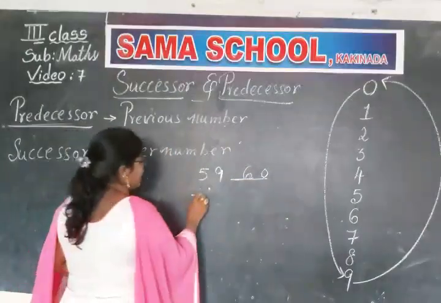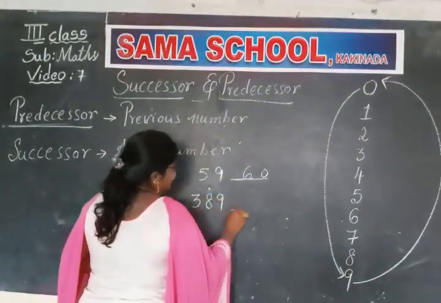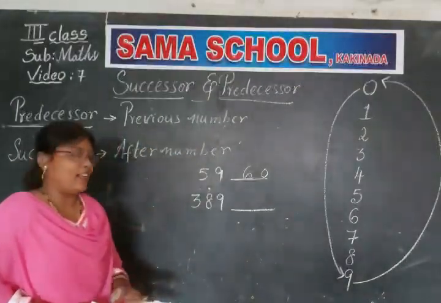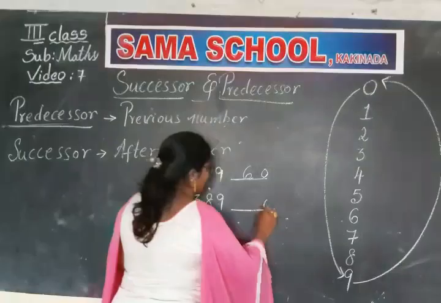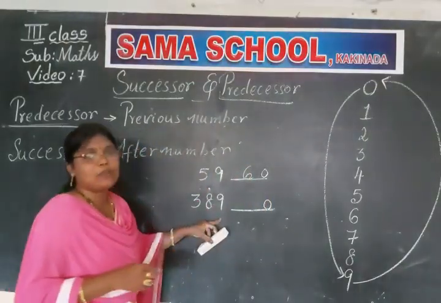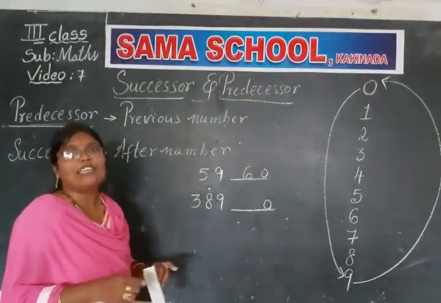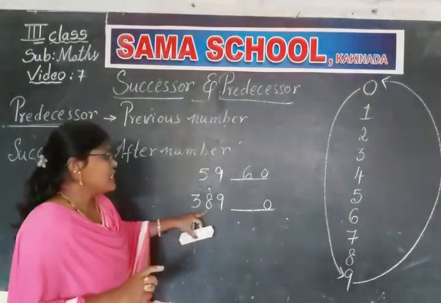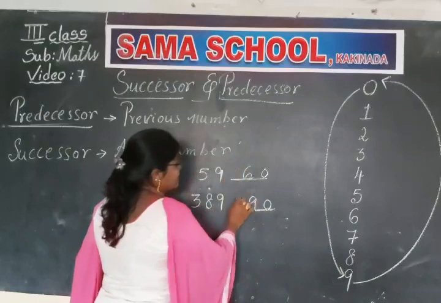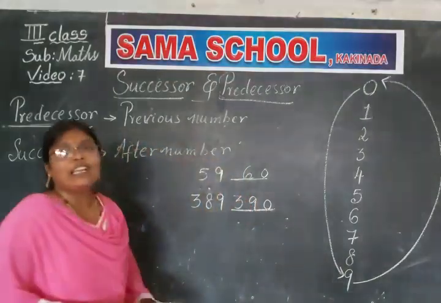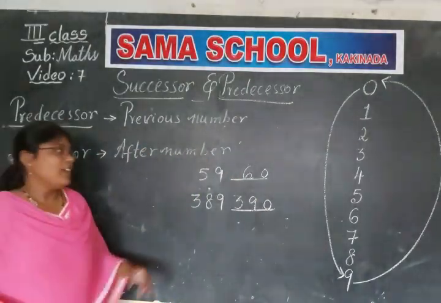Now let us take 389. What is the successor of 9, children? 0. When there is 9 in ones place, you have to change the tens place digit also. So what is the successor of 8? 9 here. And the hundreds place digit will not change. It remains as it is. Now we will see.